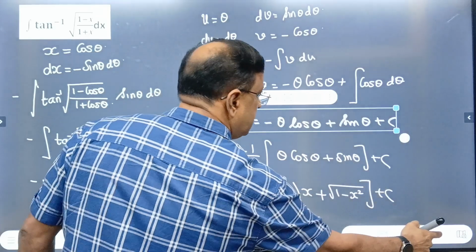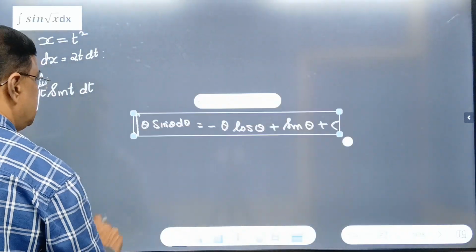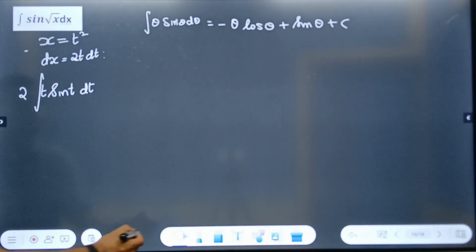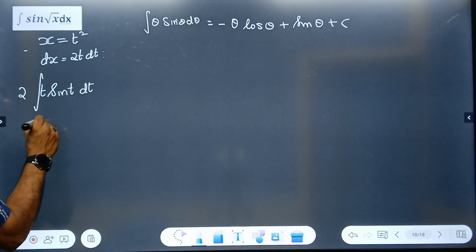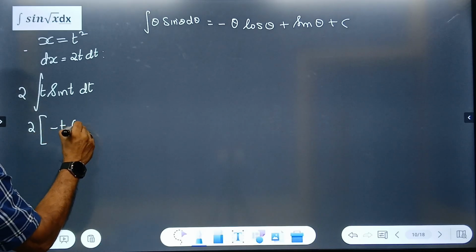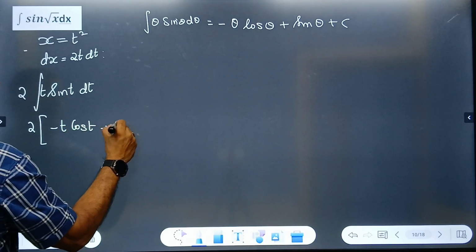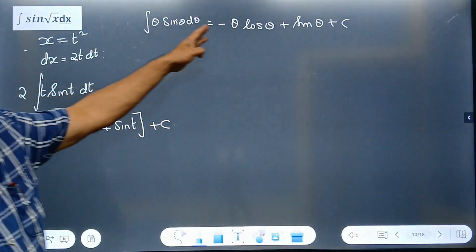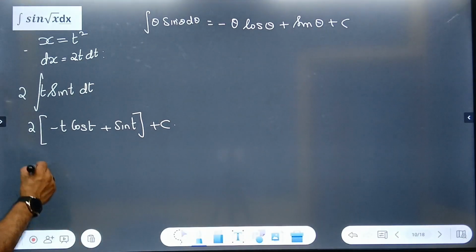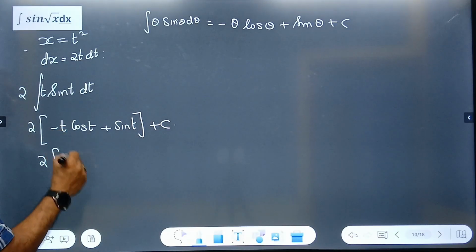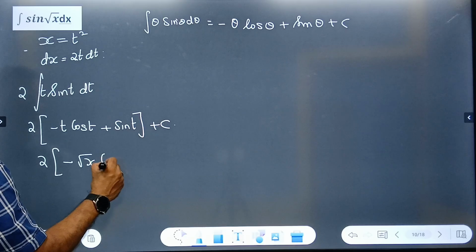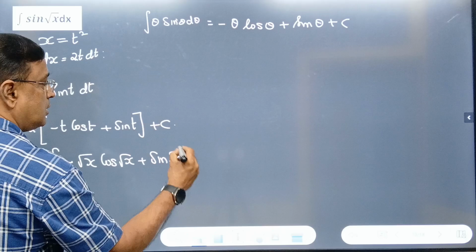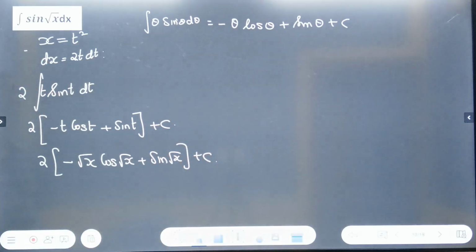Otherwise we'll be wasting time. So I'll place it here. Already we have done this. So in place of theta, I'll put t. So it will be 2 into minus t cos t plus sin t plus c. Okay. So please refer to the previous problem. That's what I wanted to say. This is 2 times, t is nothing but root x, minus root x cos root x plus sin root x plus c. Very simple question.